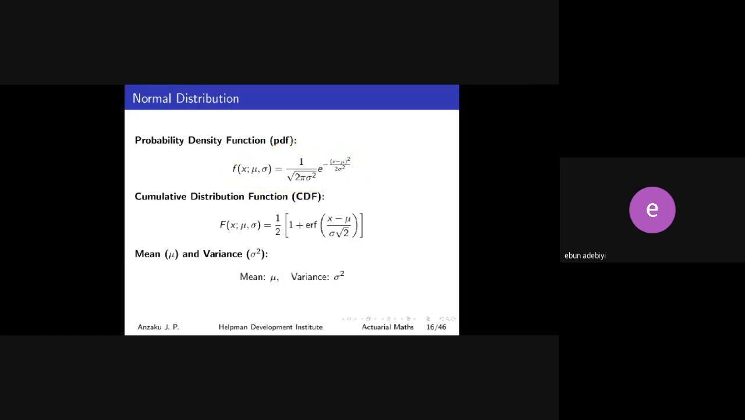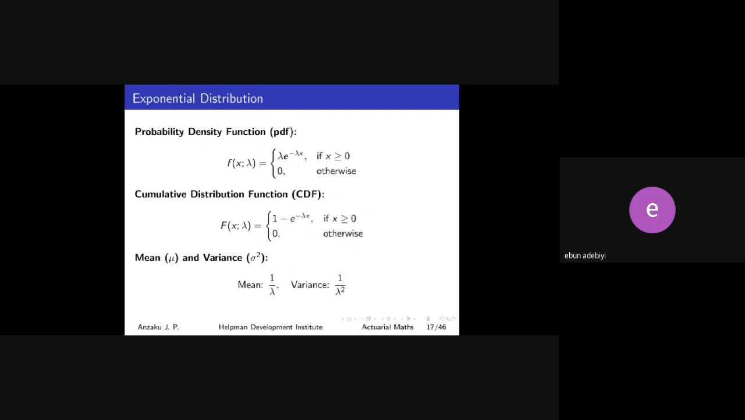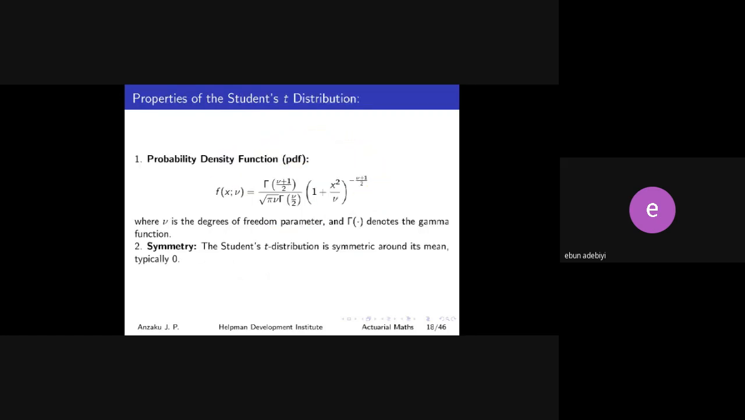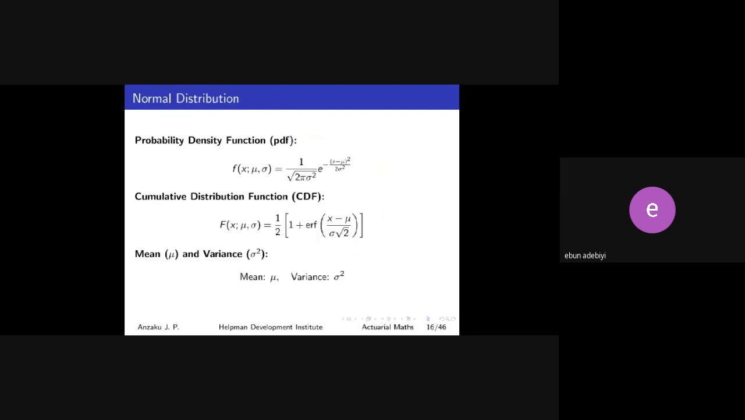Now, the CDF of the normal distribution is given by this quantity here, 1 over 2 into bracket 1 plus ERF of what we have here. Then the mean is mu, and then the variance is sigma squared. Now, the exponential distribution has PDF given by this. Now, there's a reason why I'm not putting enough information here.